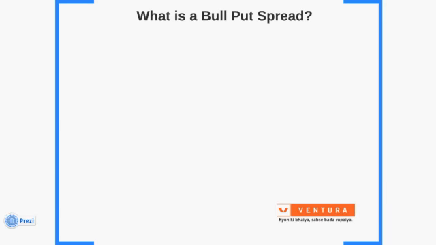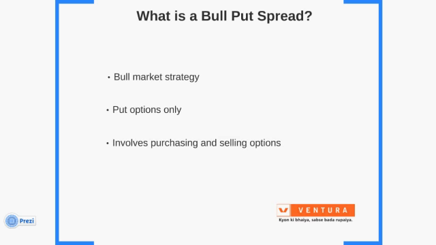As the name suggests, it's a bull market strategy, which basically means you expect the markets to go up. It involves purchasing and selling of puts, and since it involves both purchasing and selling of puts, it creates a spread.